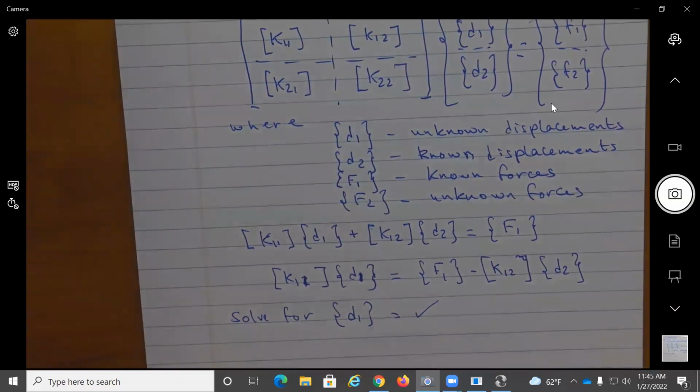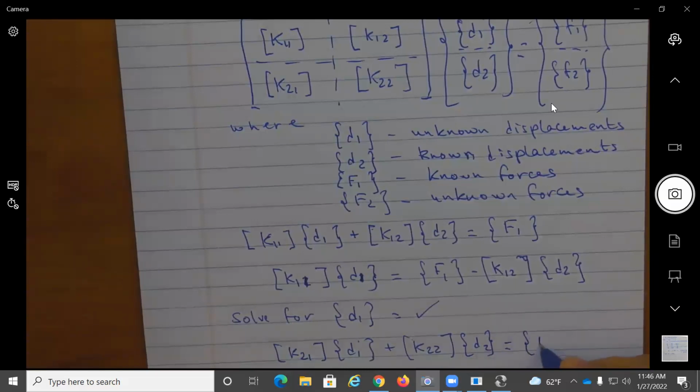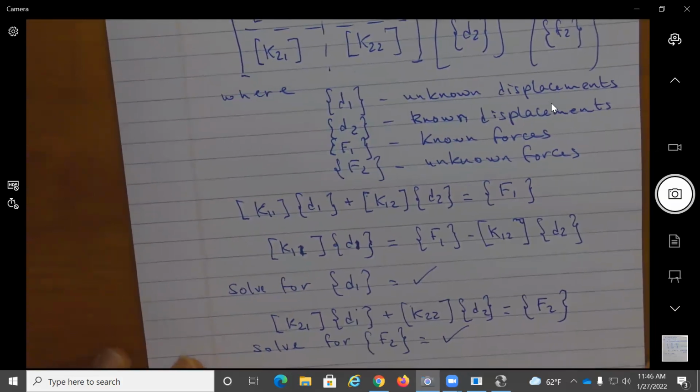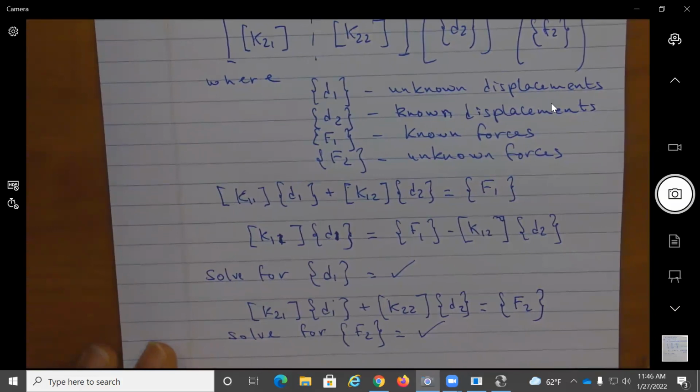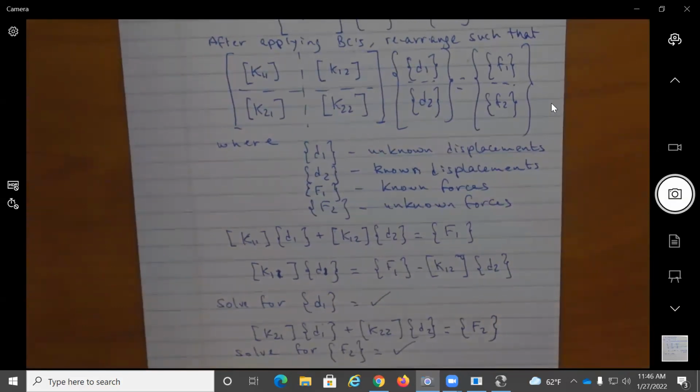Once I have D1, I can next write K21 times D1, which is known now, plus K22 times D2, which is known, is equal to F2. So here we also solve for this F2. Which is, by the way, what we did for the spring assemblage. So this is a more generic form.